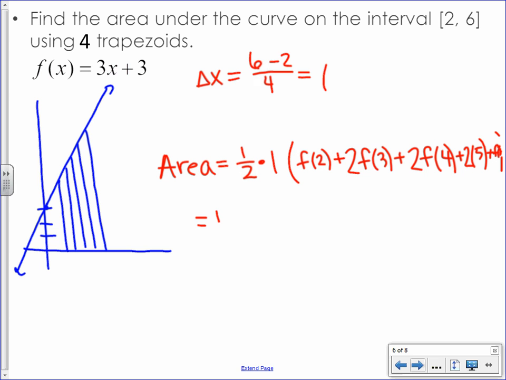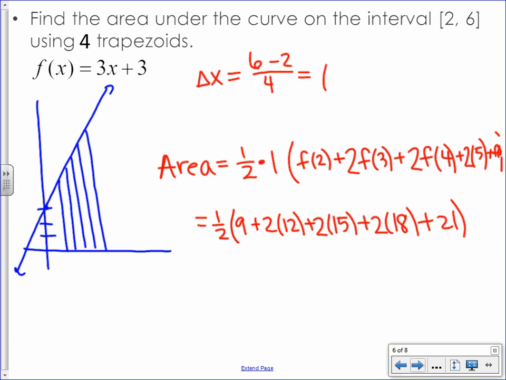So what are we working with here? We have 1/2 times 1, f of 2, 9, plus 2 times f of 3, plus 2 times 15, plus 2 times 18, plus the last value. So those are our bases.